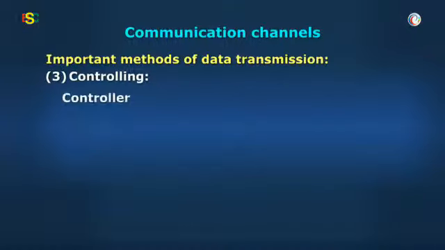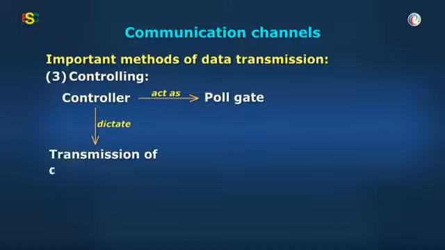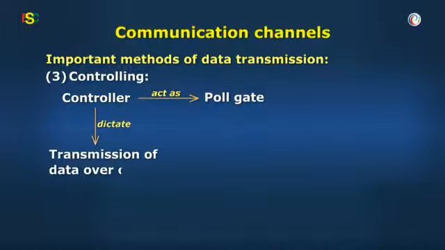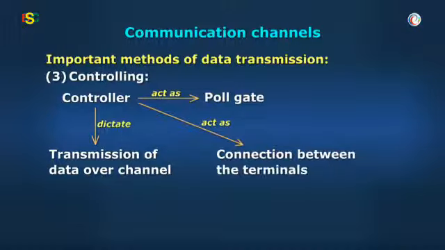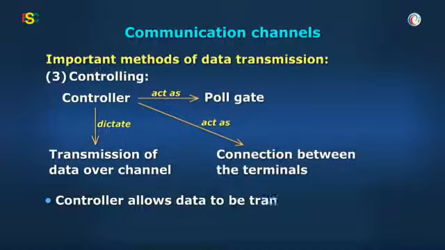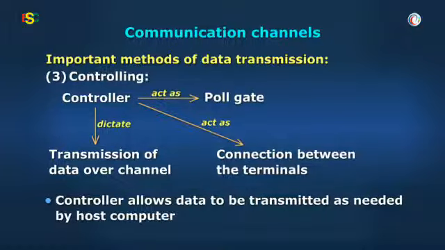Controlling. A controller acts as a polling gate which manages the transmission of data over the communication channel. It acts as the connection between the terminals of various devices and the communication channel. The controller allows the data to be transmitted only when needed by the host computer. This is how the data transmission is regulated.